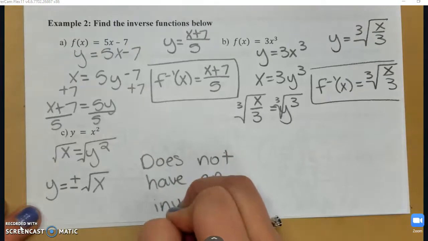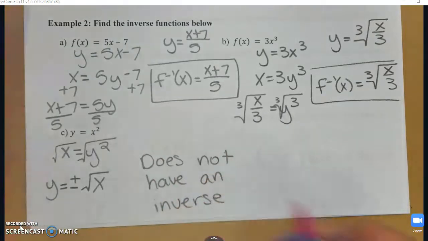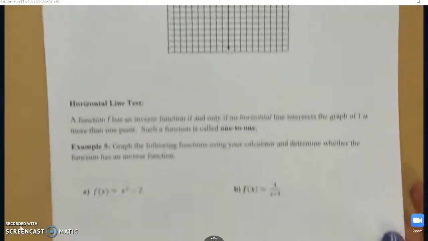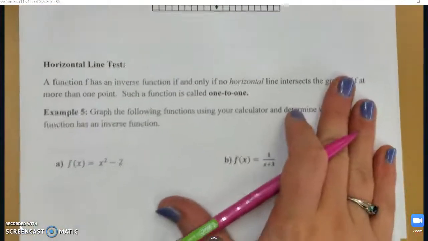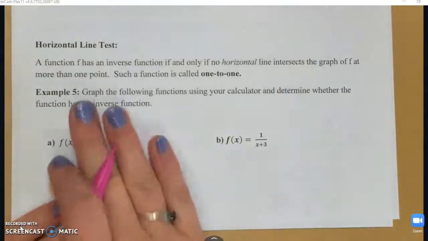Now, how could we know that ahead of time? I'm going to skip ahead on the next page to where we're talking about the horizontal line test. We're going to go back to example 4 in the graphing in a moment, but let's talk about the horizontal line test.